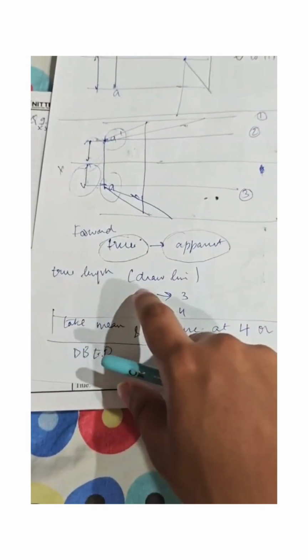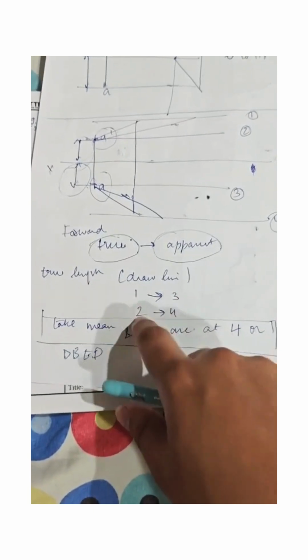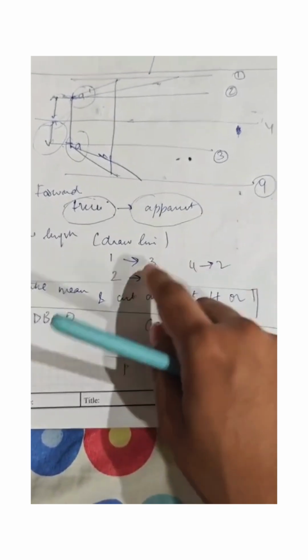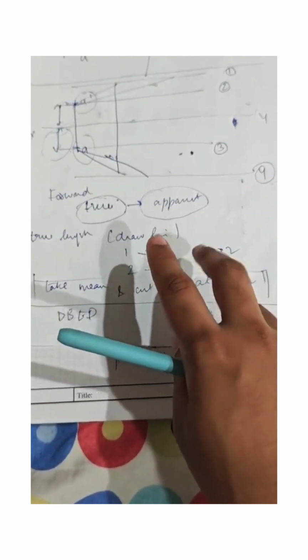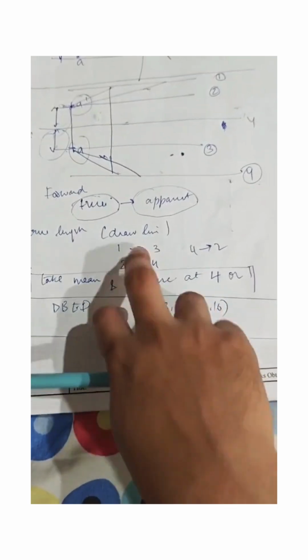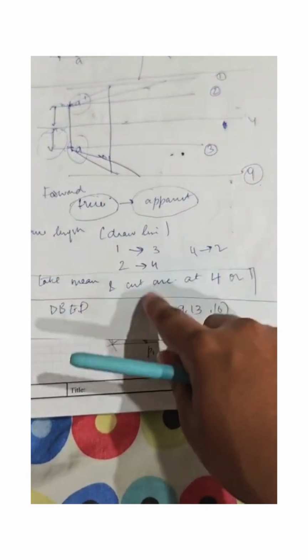So first you have to draw a line 1 to 3 or 2 to 4 or 4 to 2, right? It's usually 1 to 3 or 4 to 2. It's 1, 3 and 4, 2. You have to remember it that way. 1 and 3 are related and 2 and 4 are related. Now once you draw the lines, you basically have to take the measure and cut the arc, and that will give you the apparent length points, right?